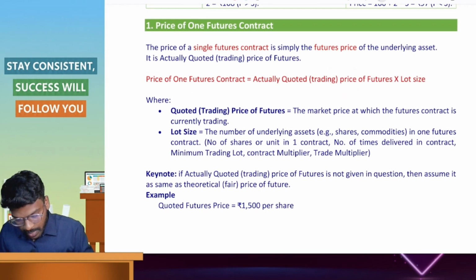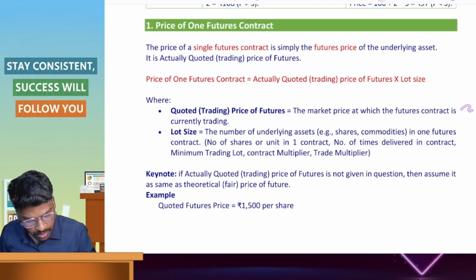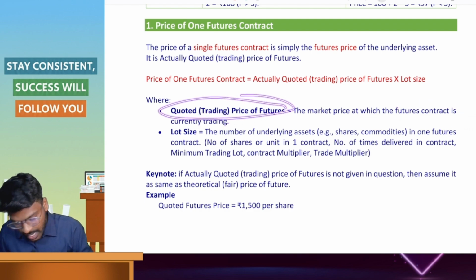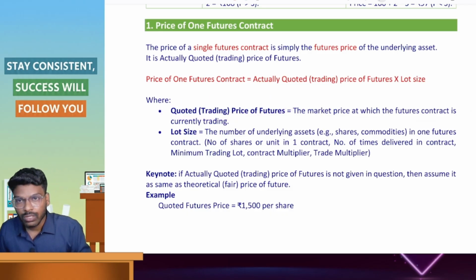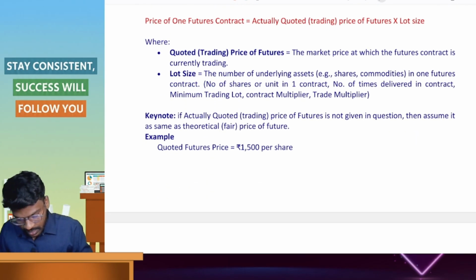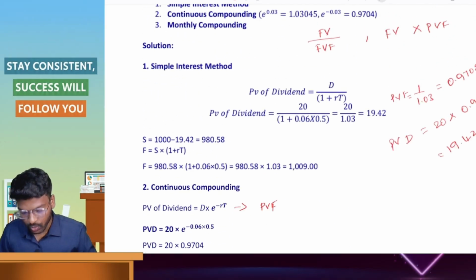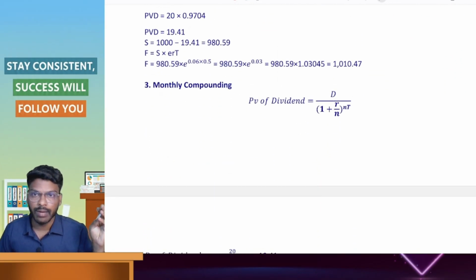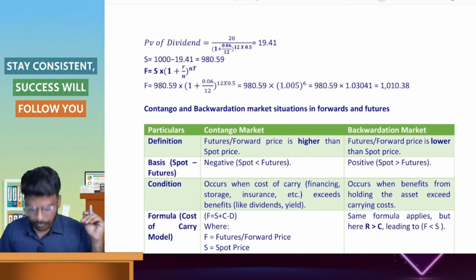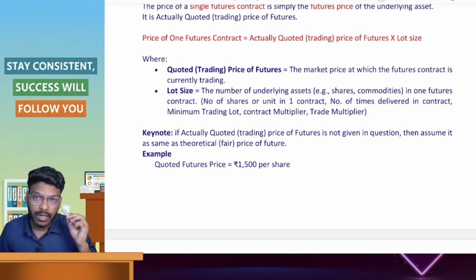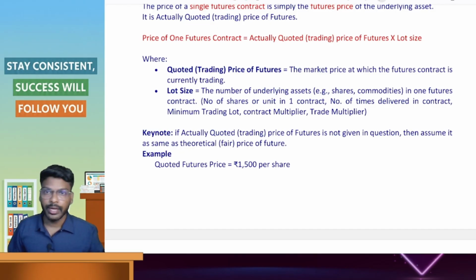What I mean by actually quoted trading price and also lot size: the market price at which the future contract is currently trading is known as the actually quoted trading price. If the actually quoted trading price is not given in the question, assume the theoretical price we have computed. We have computed the theoretical price using simple interest, continuous compounding and monthly compounding. We can use that price as the actually quoted trading price in case the quoted price is not given in the question.